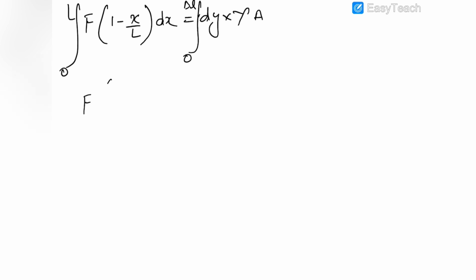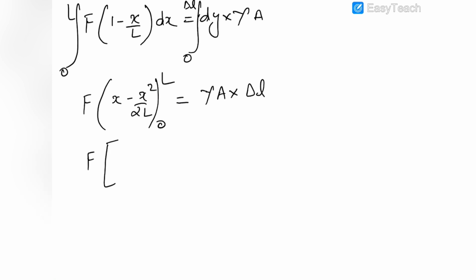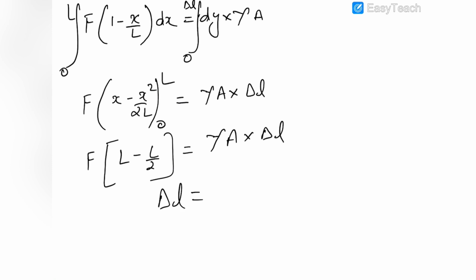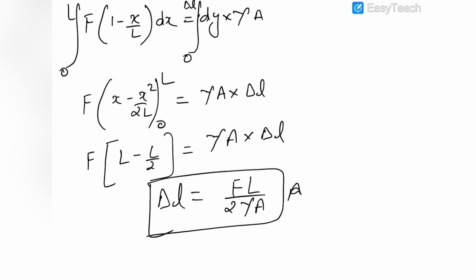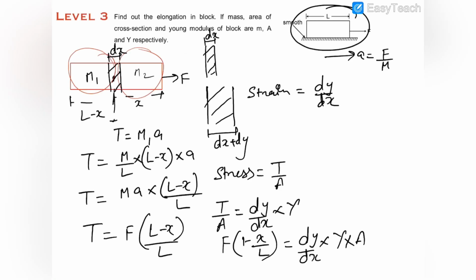So F into x minus x square by 2L, limit will be from 0 to L, is equal to gamma A into delta L. So this is F into L minus L by 2 is equal to gamma A into delta L. So delta L, which is the extension in this rod, will be equal to FL by 2 gamma A. So this is the extension which is required to be calculated in this question.